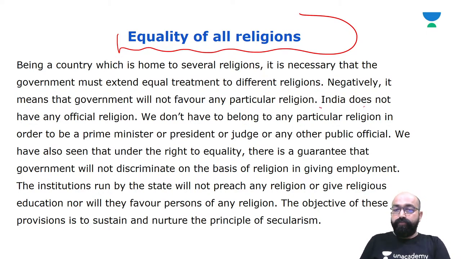We don't have to belong to any particular religion in order to be a prime minister or president or judge or any other public official. We have also seen that under the right to equality, there is a guarantee that government will not discriminate on the basis of religion in giving employment. The institutions run by the state will not preach any religion or give religious education, nor will they favor persons of any religion. The objective of these provisions is to sustain and nurture the principle of secularism.